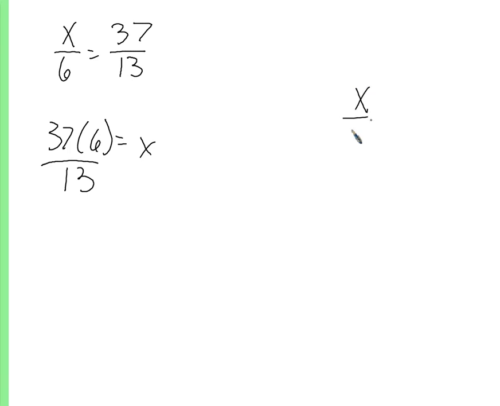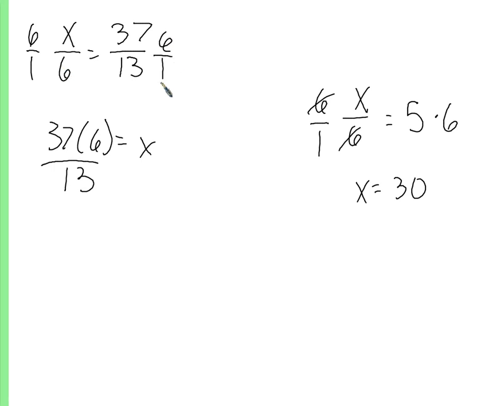If I had x over 6 equals 5, how would I get rid of this 6? Cancel out the 6. Multiply by 6. Multiply by 6. X equals 30. If you want to cancel the 6 here, same idea, multiply by 6 on both sides. Right? The 6 is canceled. This is just a fraction of 6 over 1. We multiply straight across. 37 times 6 over 13. I'm not trying to blow your minds here or anything. It's not that much more difficult. But we're seeing how you can get there by just doing that algebraic approach of doing the same thing to both sides.